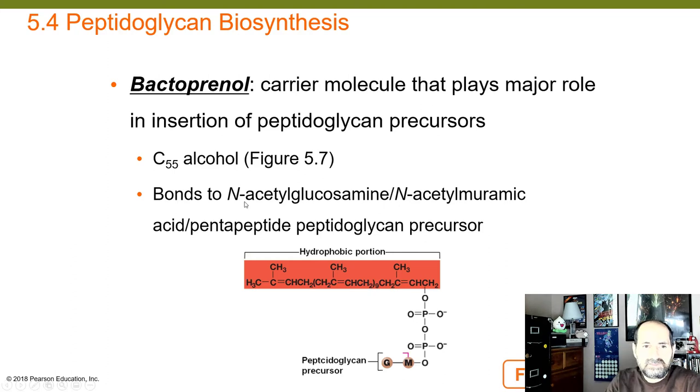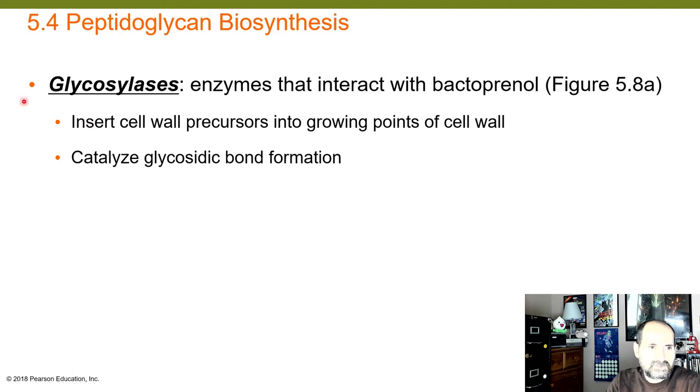subunits. Remember these NAG-NAM subunits, these peptidoglycan precursors? And it's bactoprenol's role. This is a carrier molecule. Bactoprenol will bring peptidoglycan to the site of insertion from inside of the cell. And it's glycosylases that will interact with bactoprenol. These will insert the cell wall precursors into the growing points of the cell wall and catalyze glycosidic bond formation.